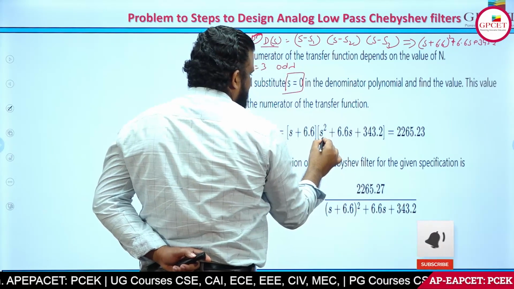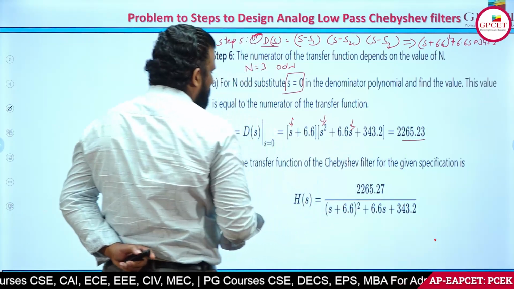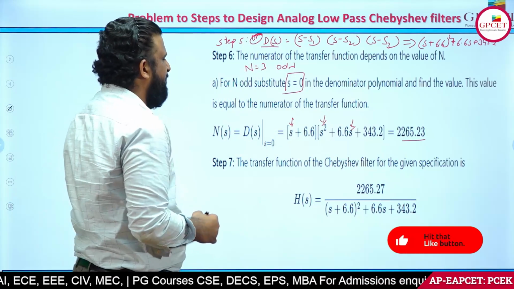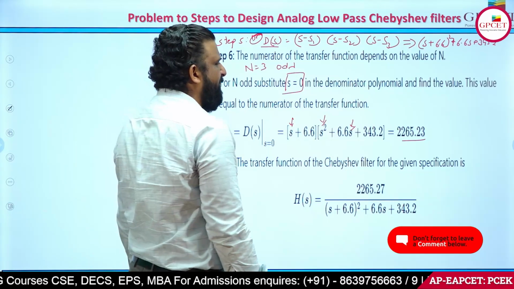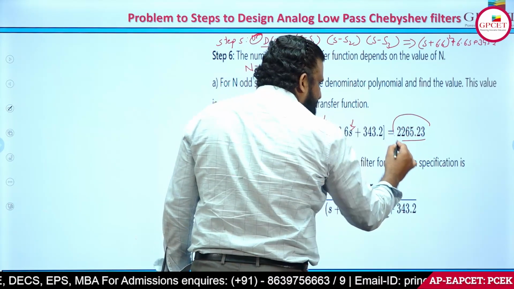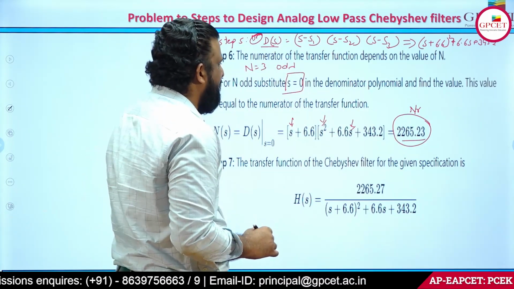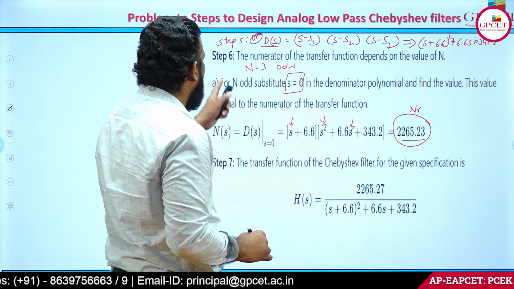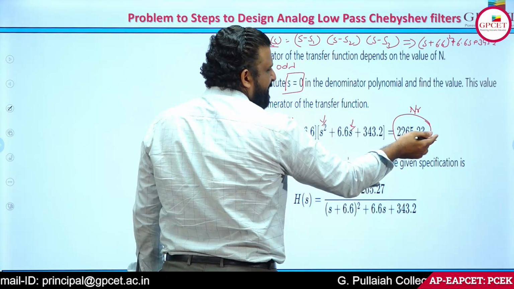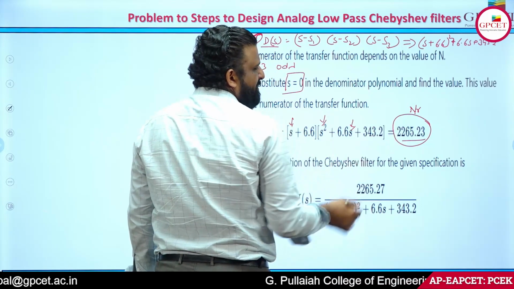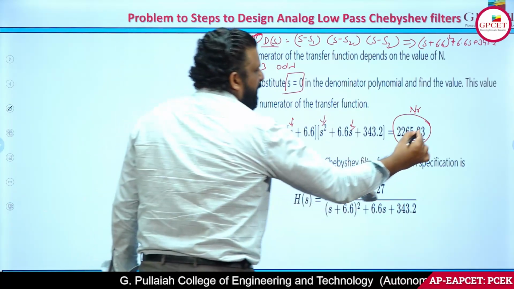By substituting S is equal to 0 here, here and here, I get the value, that is D of S when S tends to 0, the value will be 2265.23. So what is this value? It is the numerator value. It is the numerator of the transfer function I got in step 6, because n is odd. If n is even, then the numerator will be divided by square root of 1 plus lambda square. But n is odd now, so we are substituting S is equal to 0 and I get this value.